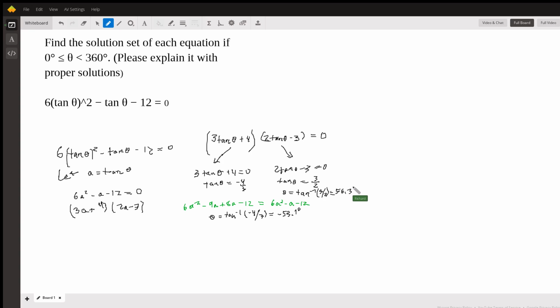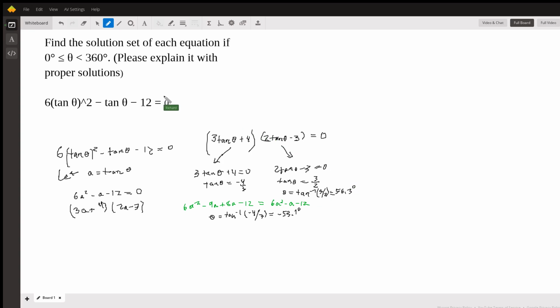Notice I'm answering in degrees because the question was phrased in degrees. If this question was phrased in radians, I would be answering this in radians, and I'd have my calculator set for radians, but my calculator is instead set for degrees. So these are the answers I get, -53.1 degrees and 56.3 degrees. I think they're proper solutions, but I'm not really sure what a proper solution is.